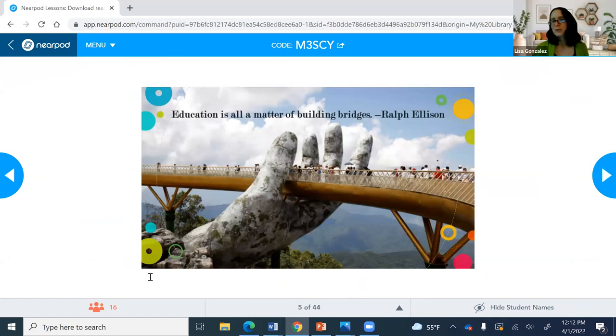I'm a person that loves analogies and metaphors when I'm doing teaching and learning with my students. So I always think in metaphors, and this picture to me is significant and can represent teaching and learning. I love the quote, education is all a matter of building bridges with our students. If you notice the hand, this bridge is held up by this hand. And you see pedestrians walking across, trusting that this bridge is going to hold them up and lead them to their destination. There's a clear path across.